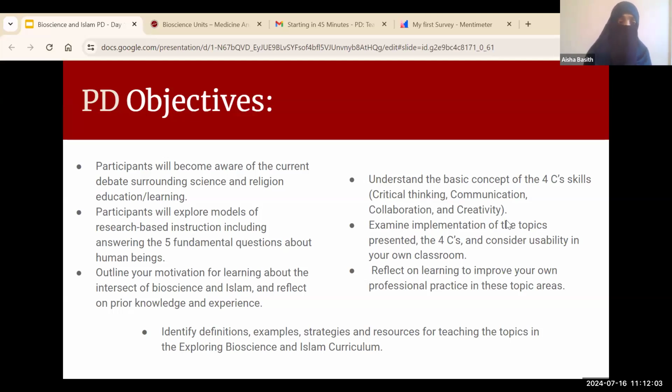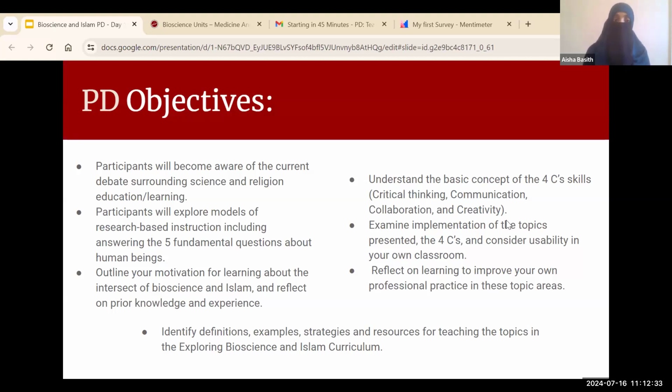We'll also outline our motivations for learning about this intersect, right? That's why I had you answer that reflective question, because we want to make sure that you are also reflecting on what it means to integrate this information into our classrooms. And really reflect on our prior knowledge and experience in teaching these scientific topics and how we can make those improvements, inshallah.